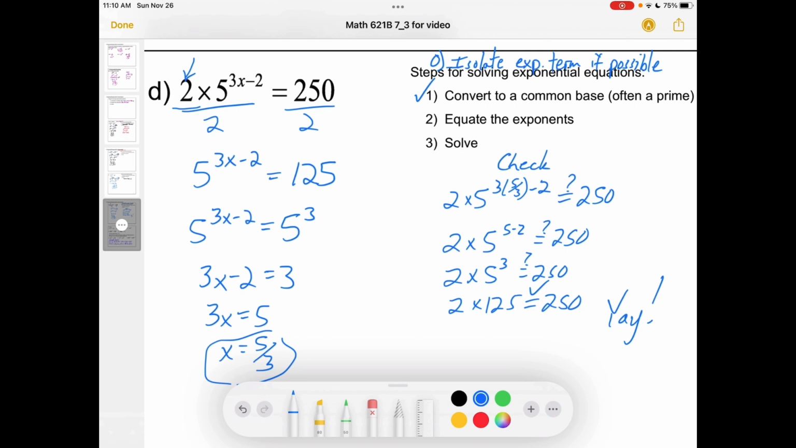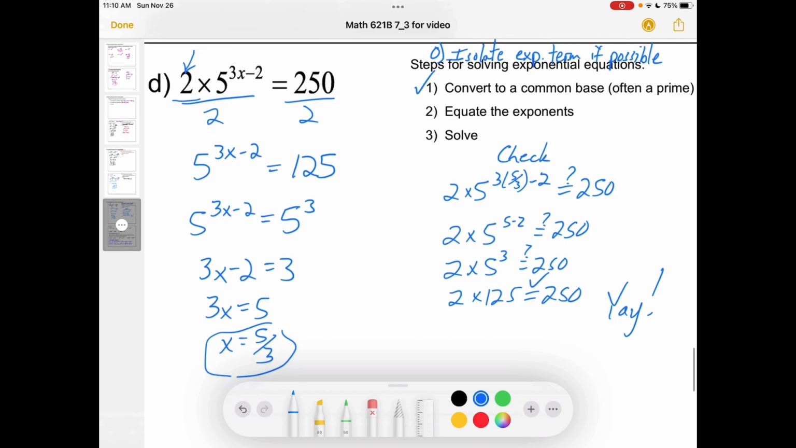We've got our basic technique here. Hopefully you have that copied down, the 1, 2, 3, and maybe step 0 as well. We're going to do a bit of practice.